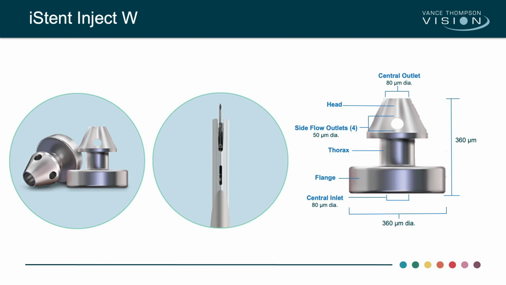Here you can see what the device looks like. Each iStent inject is preloaded with 2 stents. The stents slide down a trocar, which is triggered by a small button on the handheld device. And you can see the details of the device on the right-hand side, where the flange will be facing you once it's implanted into the trabecular meshwork.